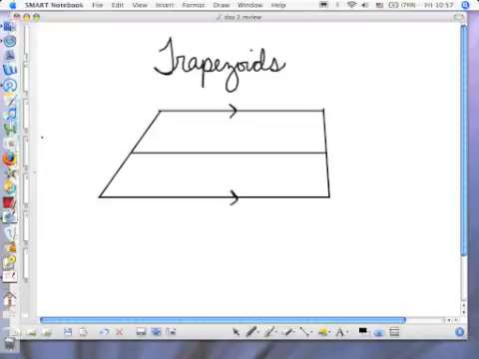A trapezoid has 4 sides, but a square has 4 sides. A square has 2 pairs of parallel sides. A trapezoid only has 1.